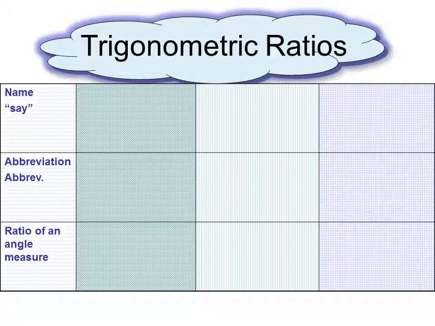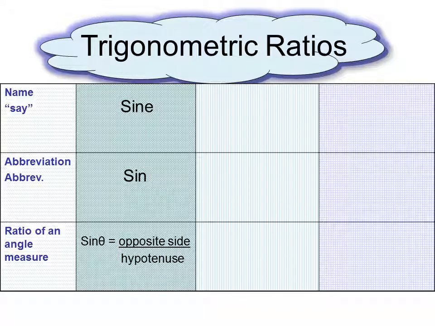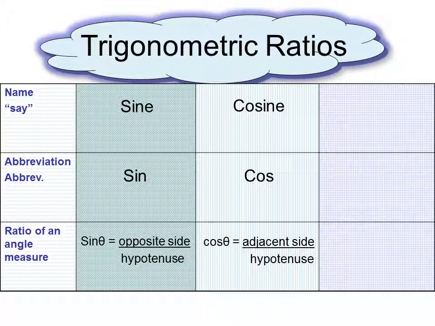In this slide, we will learn about the three different types of trigonometric ratios. The first one is sine. Its abbreviation is SIN. Its formula is sine theta is equal to the length of the opposite side over the length of the hypotenuse. The second trigonometric ratio is cosine. Its abbreviation is COS. Its formula is cos theta is equal to the length of the adjacent side over the length of the hypotenuse.